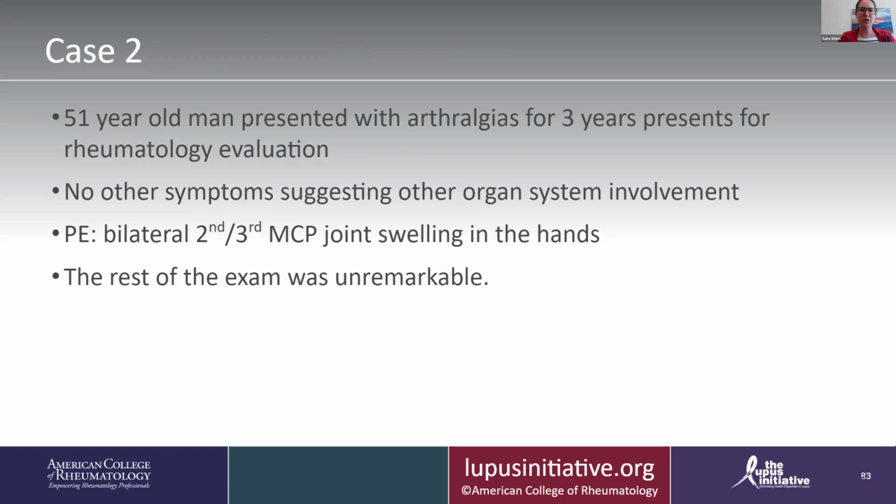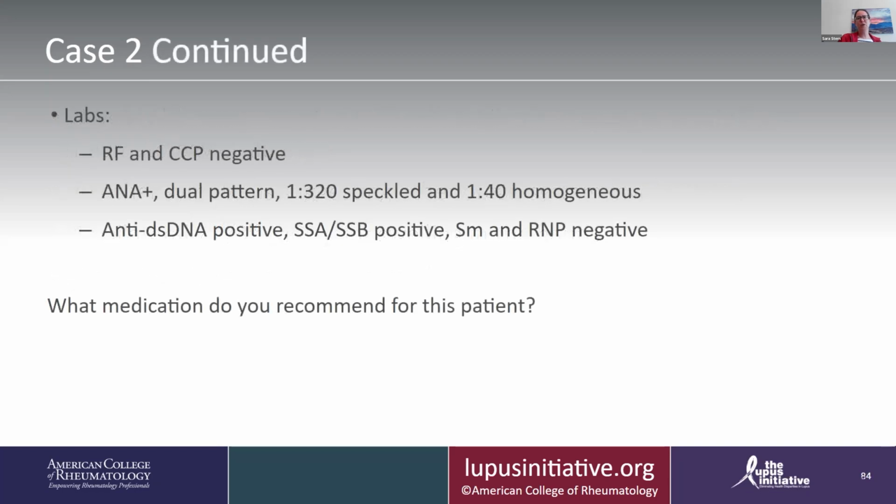A 51-year-old man presents with arthralgia for 3 years. He comes to the rheumatologist. He doesn't have any major organ system involvement, but he has bilateral 2nd and 3rd MCP swelling. The rest of the exam is unremarkable. So you're going to do the rheumatoid arthritis evaluation. The RF and CCP were negative. ANA is positive with a dual pattern, speckled and homogeneous. Both of them go with lupus, but at a low to moderate titer ANA of 1 to 320. The double-stranded DNA, which is specific, is positive. The SSA and SSB are positive. The Smith and RNP are negative. What medications would you recommend?